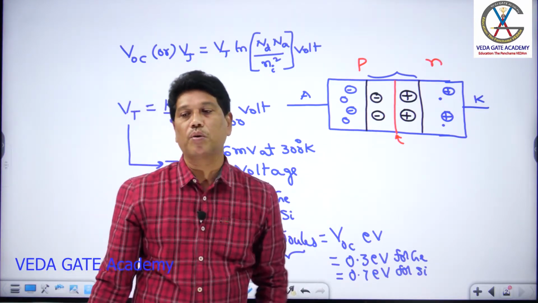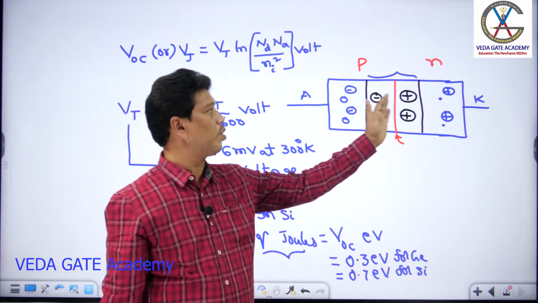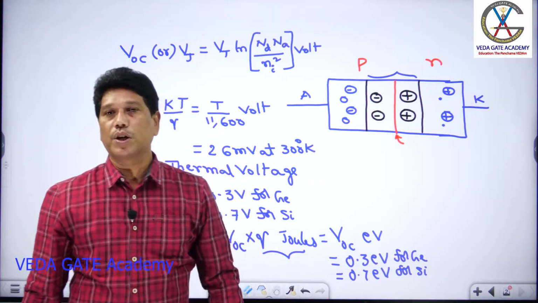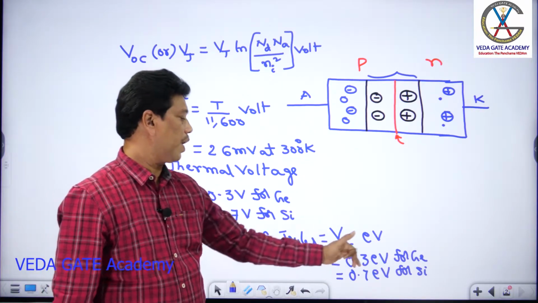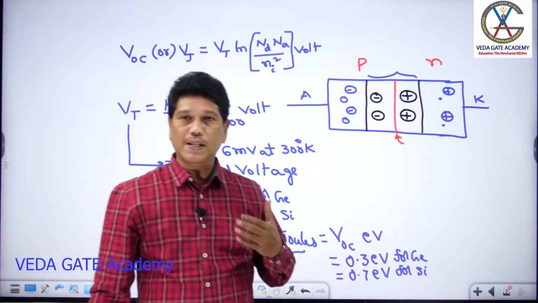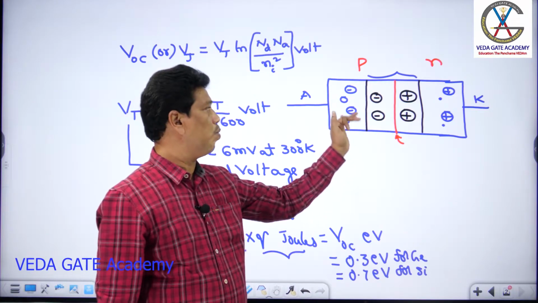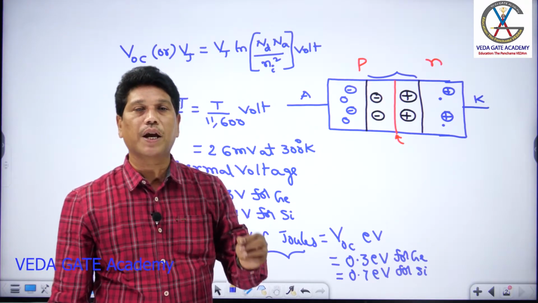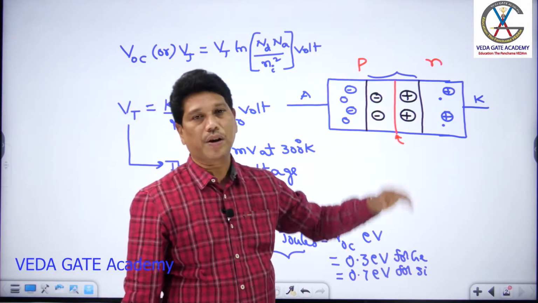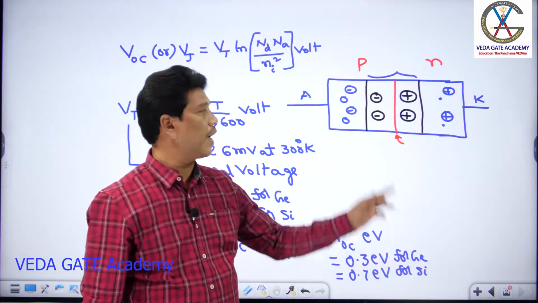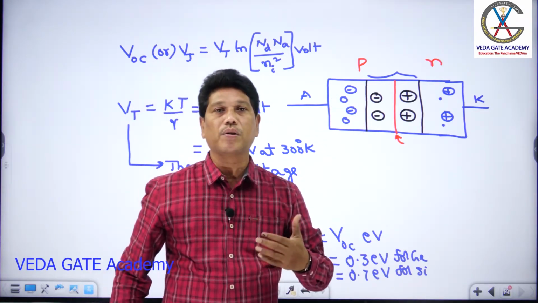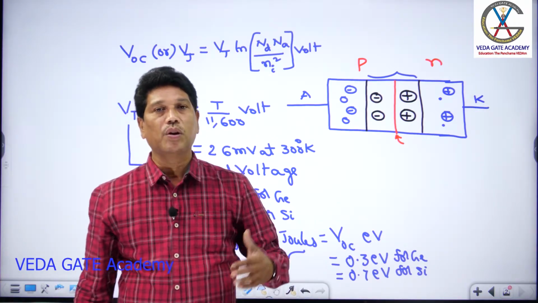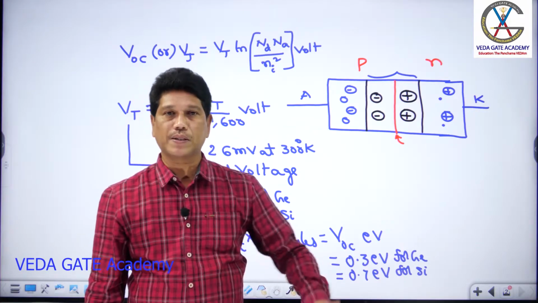By that, it can oppose the carriers which try to move from one side to the other side. According to classical mechanics, any carrier that moves across the junction from one side to the other must have energy greater than or equal to the energy of the barrier. How to provide that additional energy? That is to be done by the applied bias. The application of an external source is nothing but biasing.